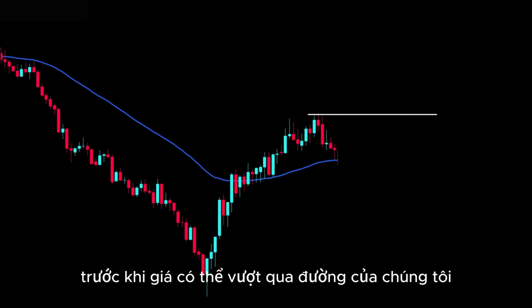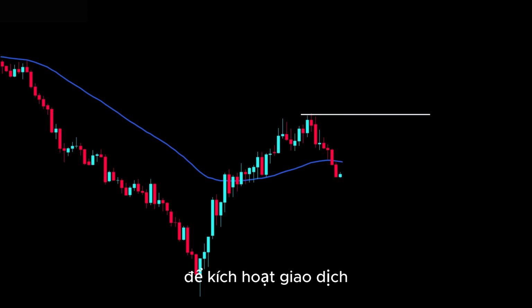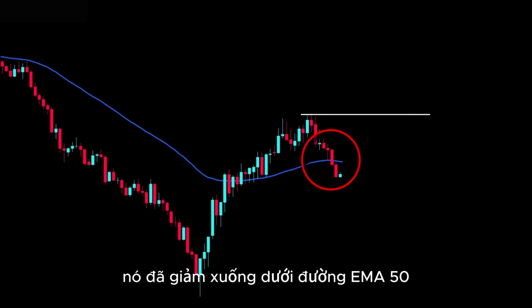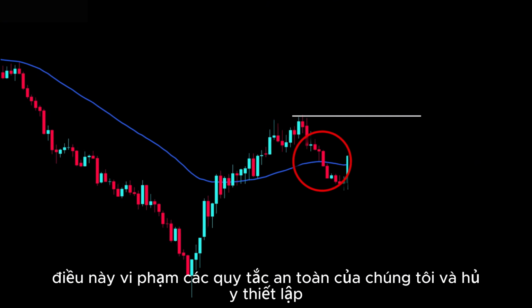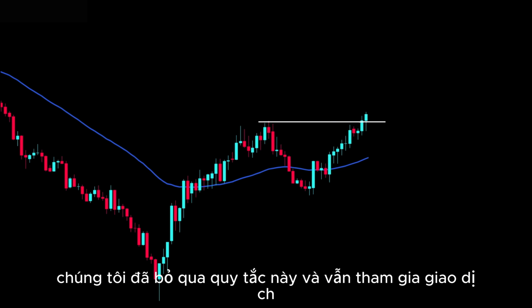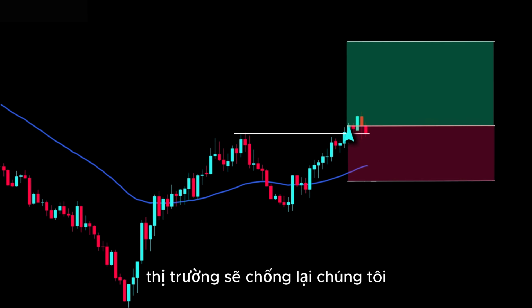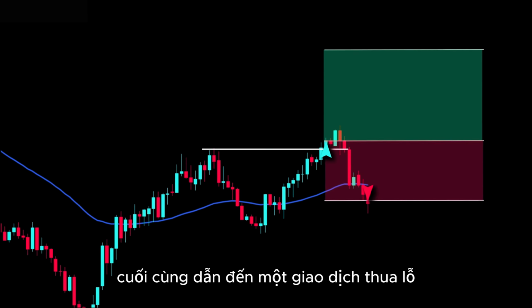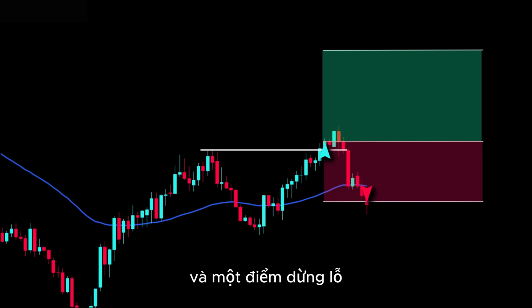However, before price could break above our line to trigger the trade, it fell all the way back below the 50 EMA. This violates our safety rules and cancels the setup. Had we ignored this rule and entered the trade anyway, the market would have moved against us, ultimately resulting in a losing trade and a hit stop loss.